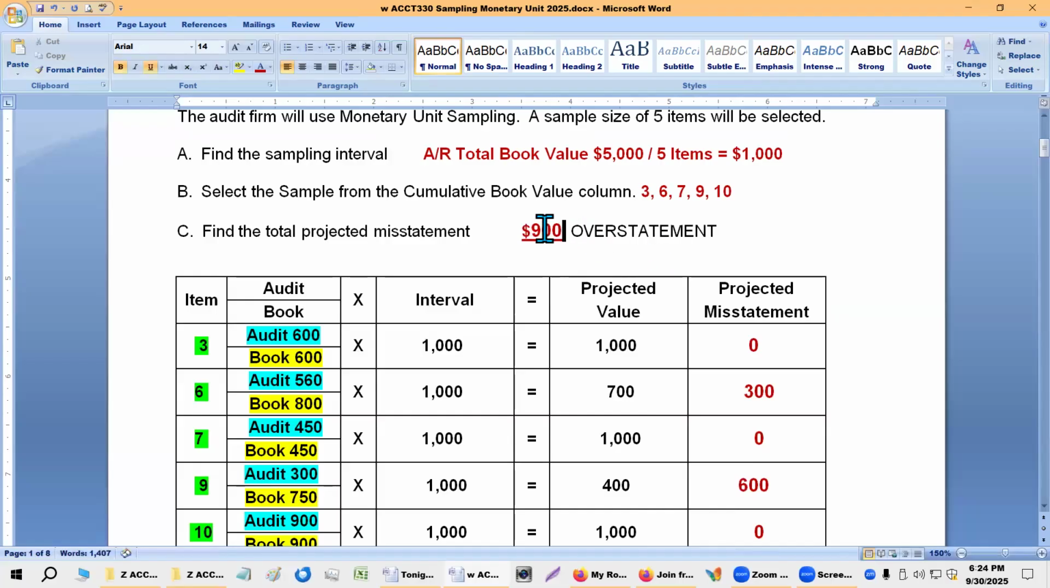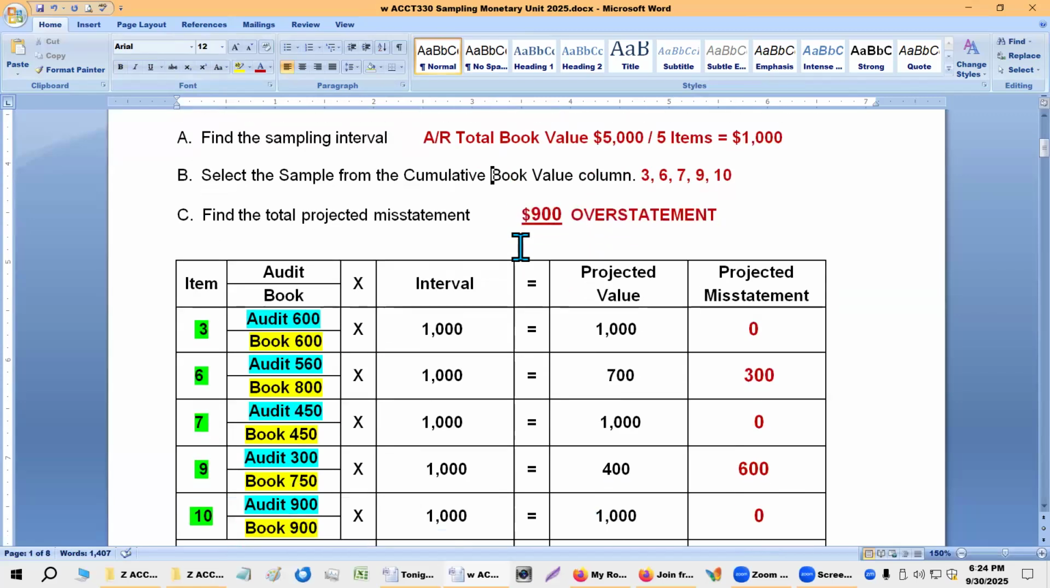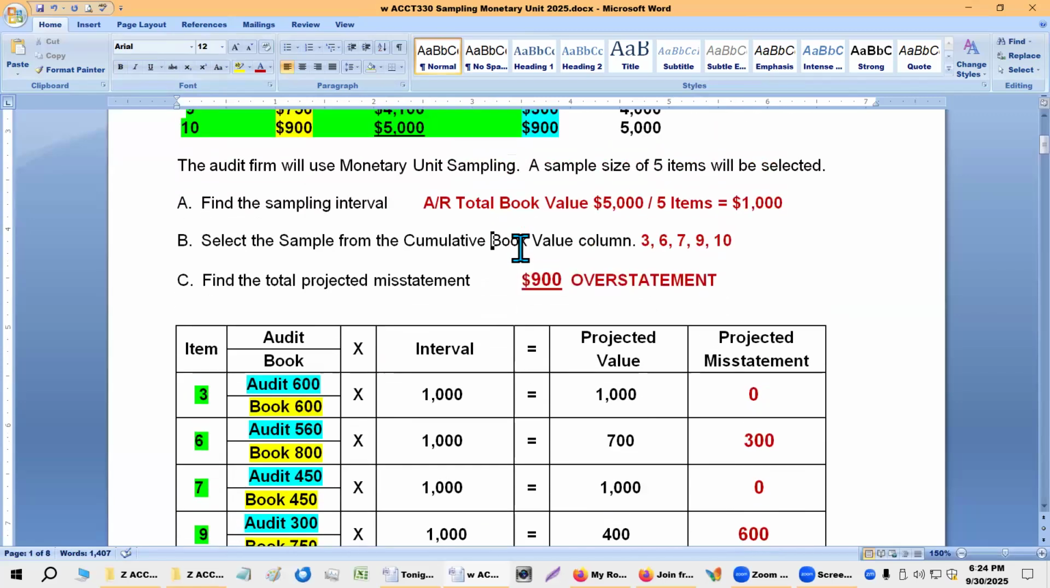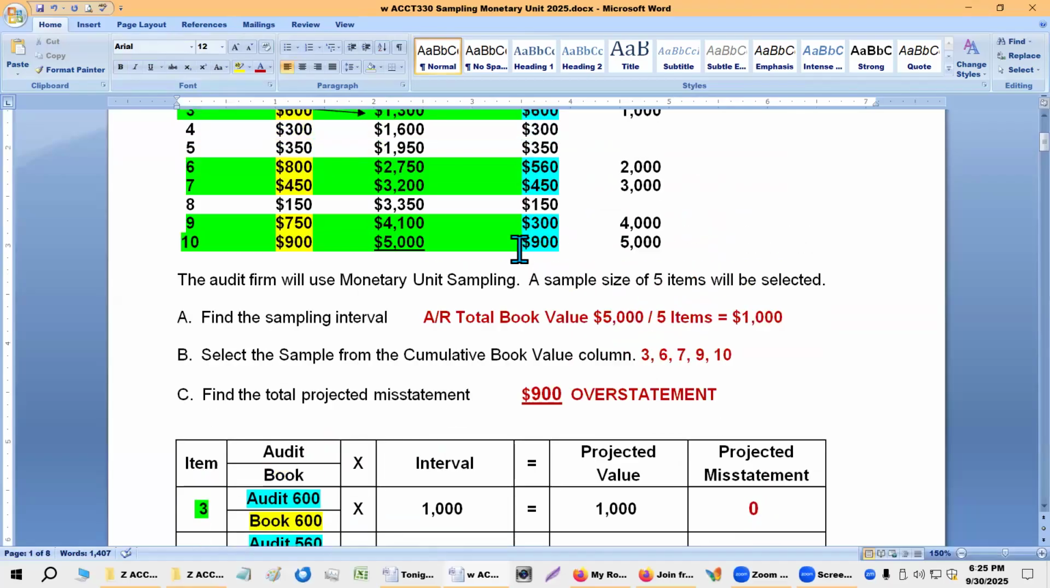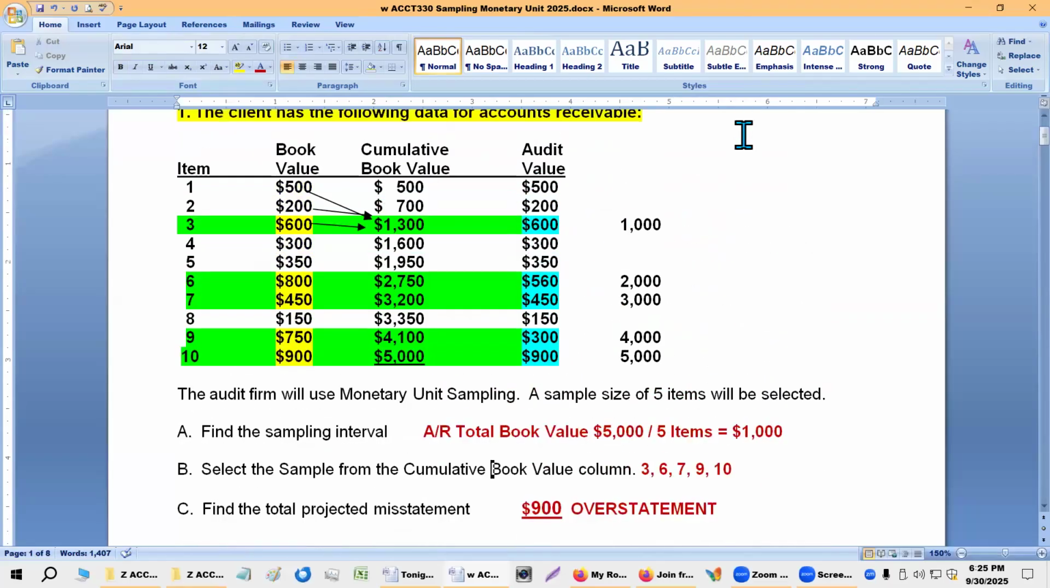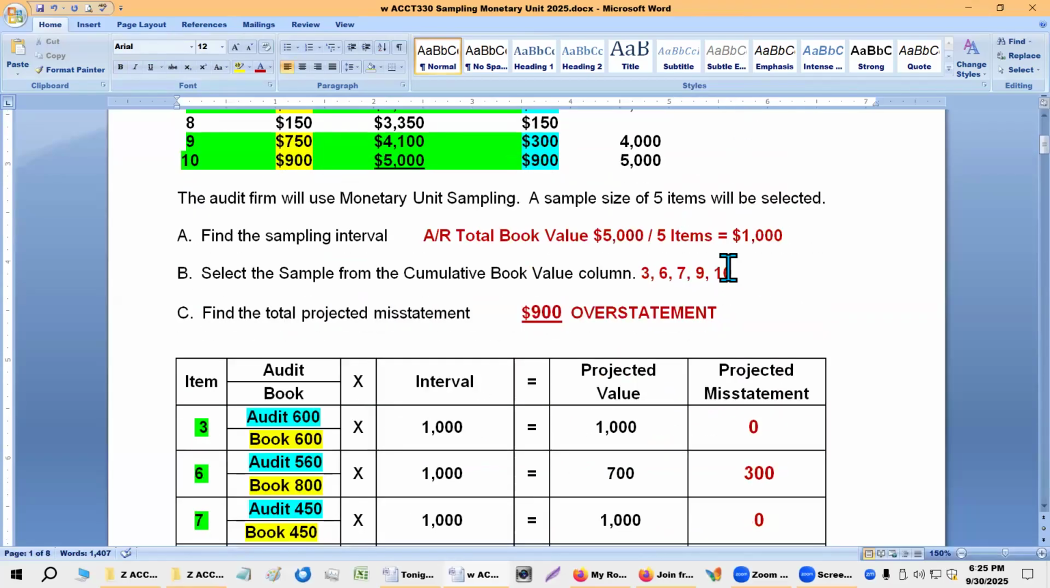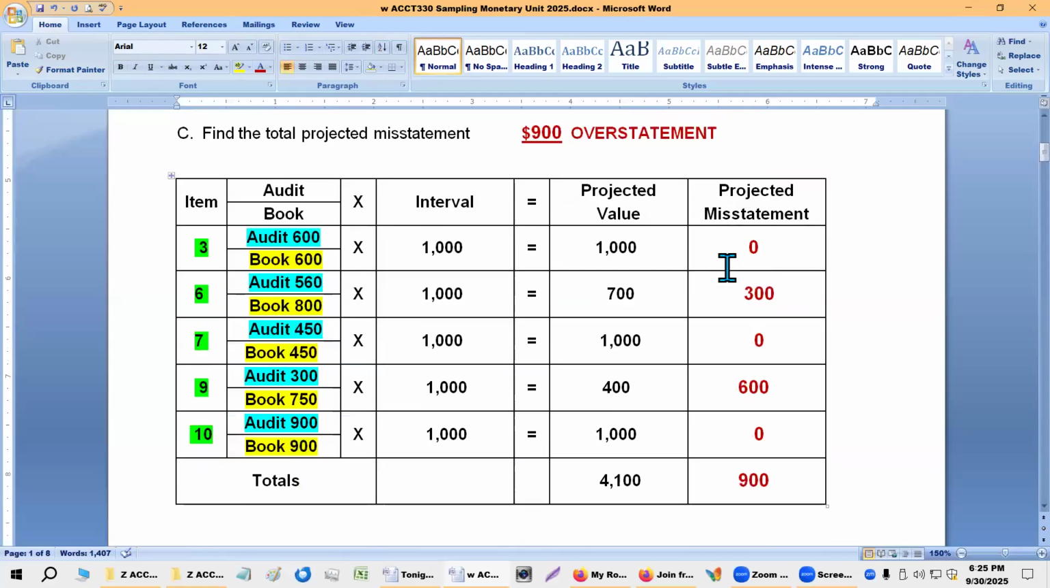So this is an overstatement. And here is the thing about monetary unit sampling. It's only good for overstatements. It's not good for understatements. I'll tell you why in a second.